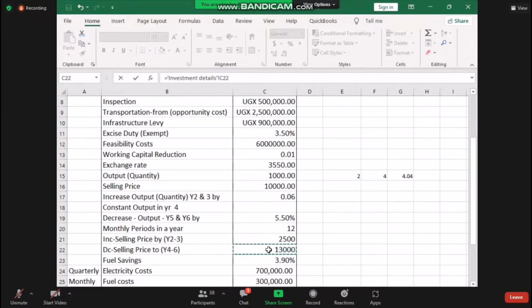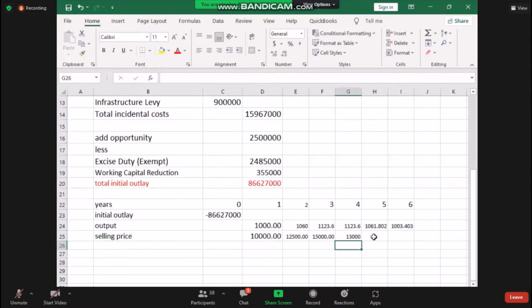So this is what we are going to do. Pick the 13,000, enter. And since they are not specific about it reducing again to this, to this, no. It seems it is going to be constant for the rest of the years, because they are telling us that it reduced to 13,000 from year 4 to year 6. So just maintain your 13,000 here. The price is the same, and the price is the same, like that.